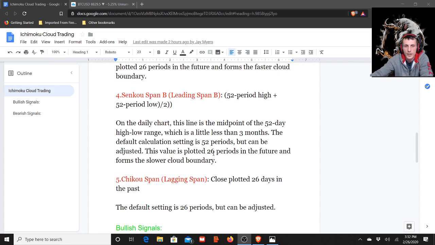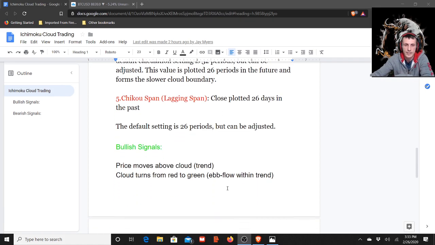These are the default calculations. I've told you guys before, don't ever change defaults on these unless you know what you're doing. 99% of the people using this indicator are all using default, so you want to be looking at the same thing.